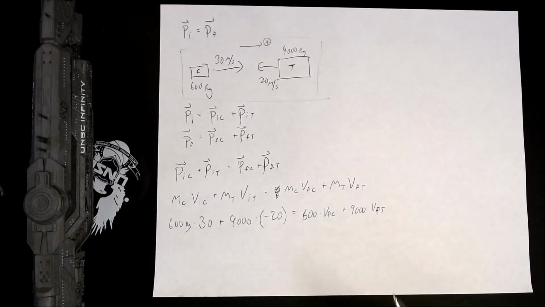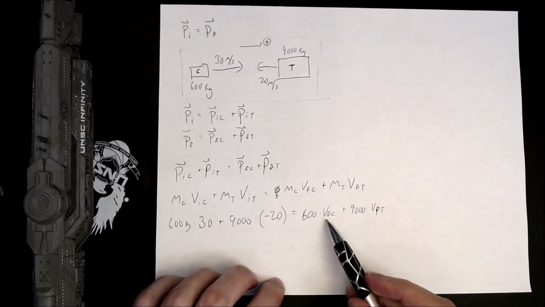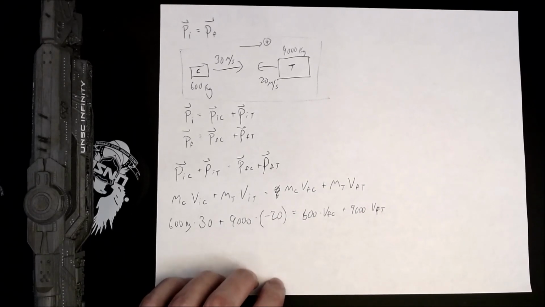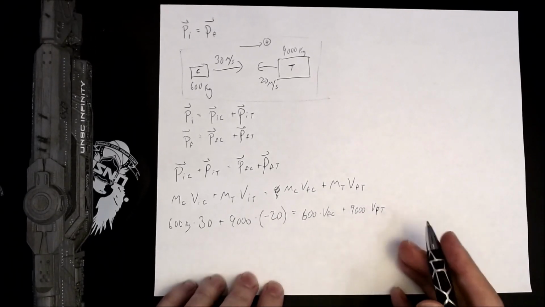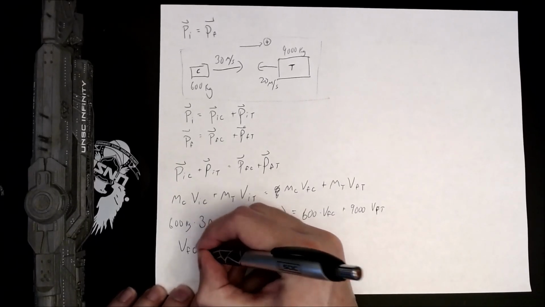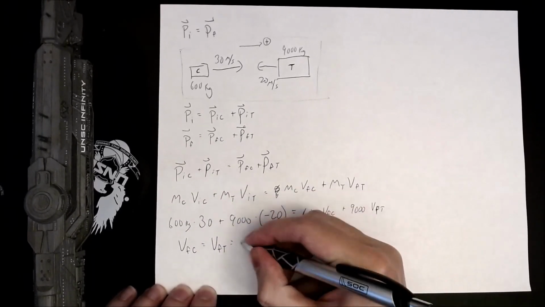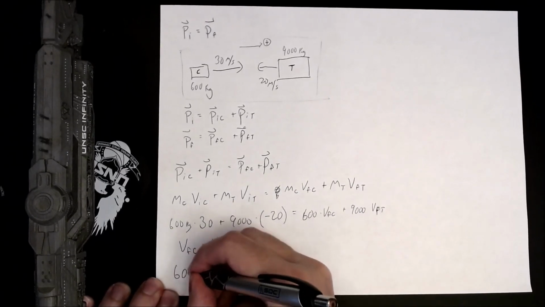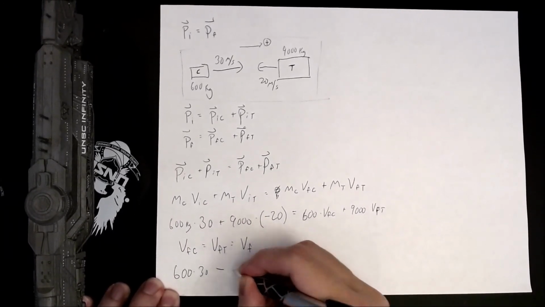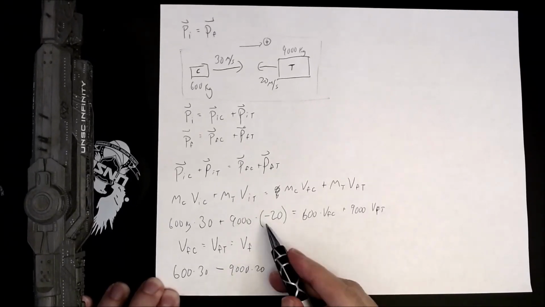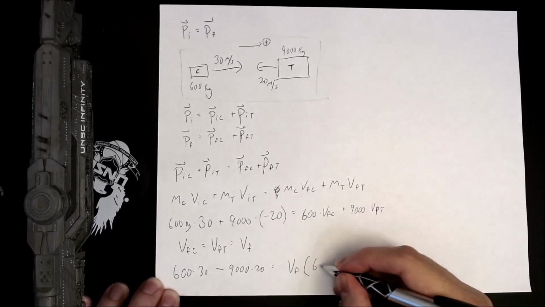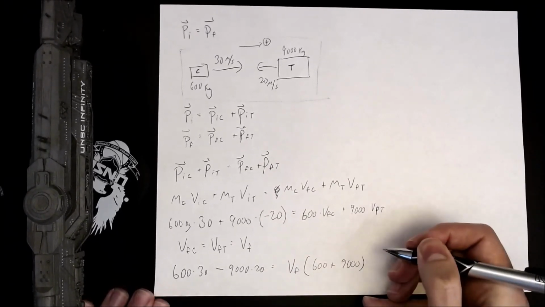Or probably not. What do we know about the final velocity of the car and the final velocity of the truck? Well, the question says the two stick together and have the same final velocity. So I can just say that the final velocity of the car is equal to the final velocity of the truck is equal to the velocity final. So that will allow us to take some things out of there. We now have 600 times 30 minus 9,000 times 20, I just moved the negative sign around, is equal to velocity final times 600 plus 9,000.